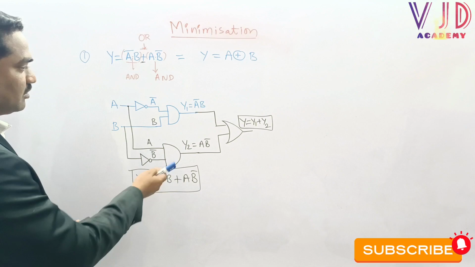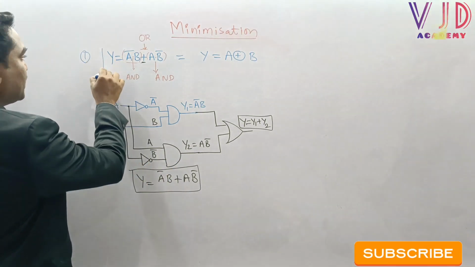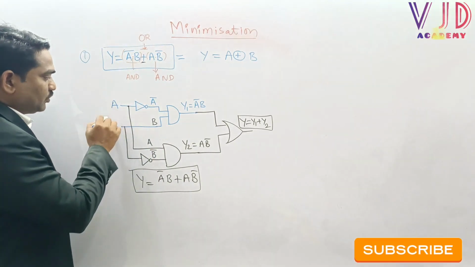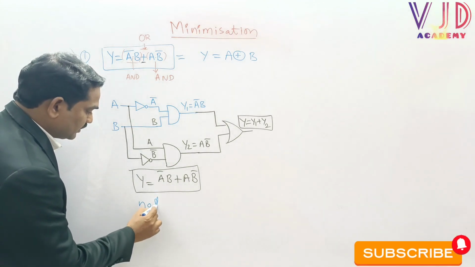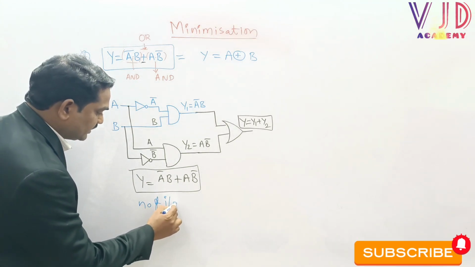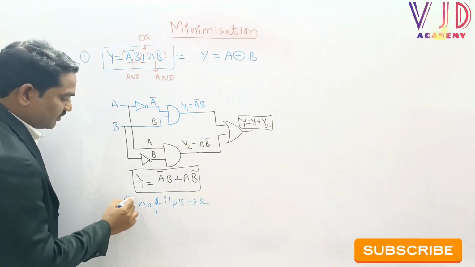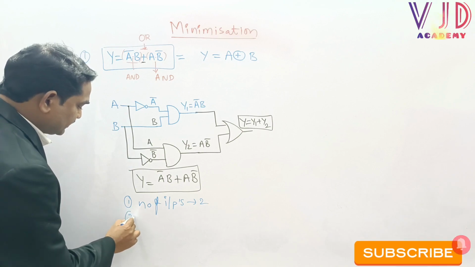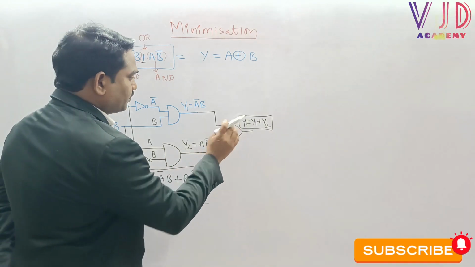To construct this logical circuit, or to implement this logical expression, how many logic gates are required? Here, sir, we have two inputs for this particular circuit. First thing is the number of inputs is 2. And then the second point is the number of logic gates required to produce this output y.